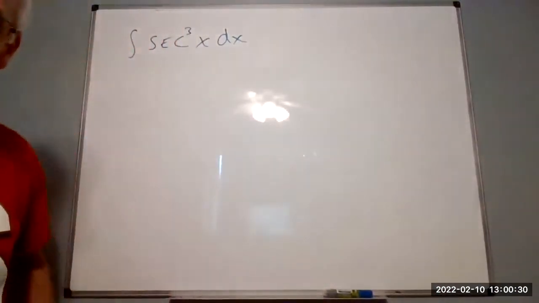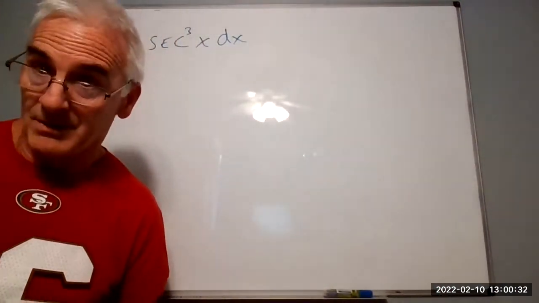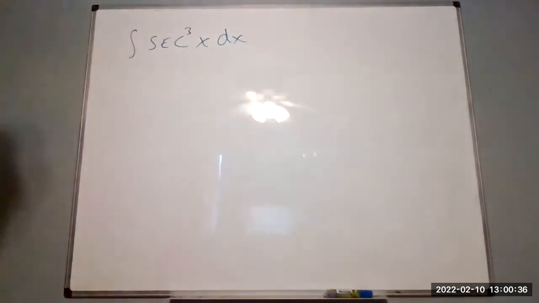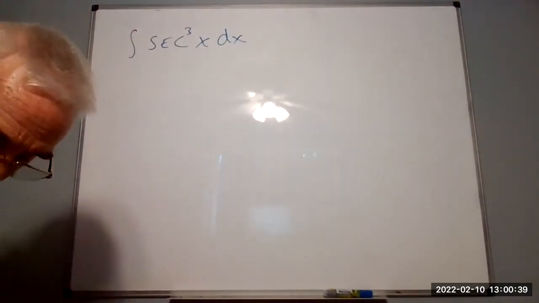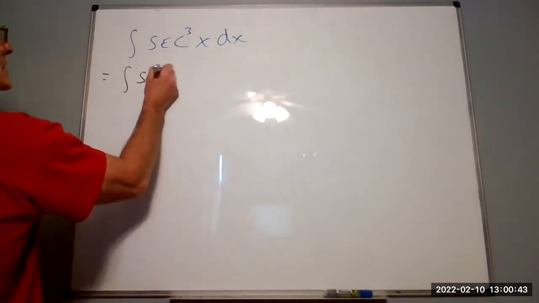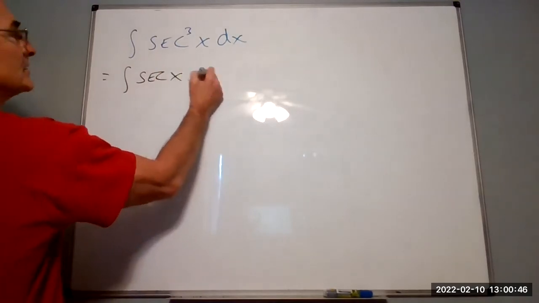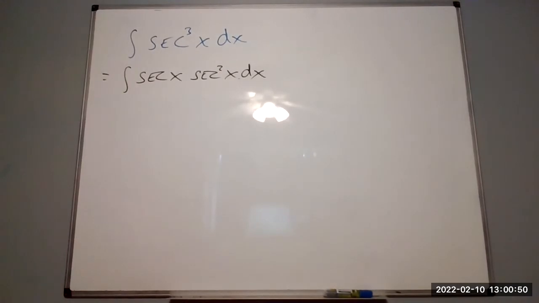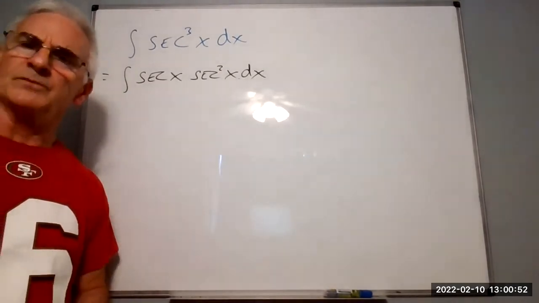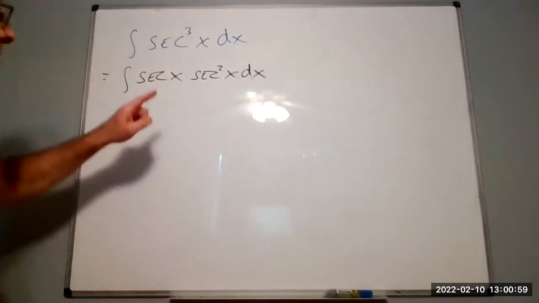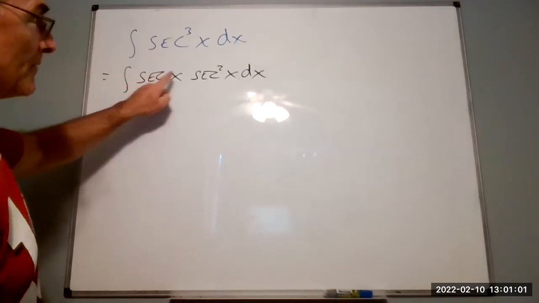Now, I know the antiderivative of secant squared. I know the antiderivative of secant. So maybe it would be a good idea to break this one up. What I mean by breaking it up is, what if I rewrote this as secant x times secant squared x? Is that a legal move, first of all? Did I change it? No. Why would I do that? Because then this could be my u, this could be my dv.